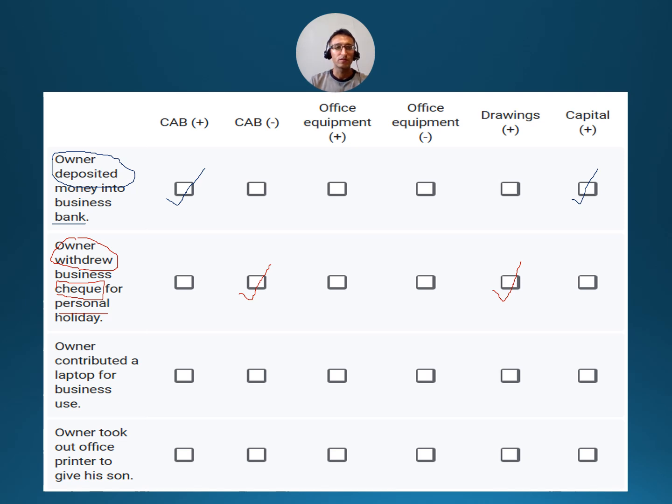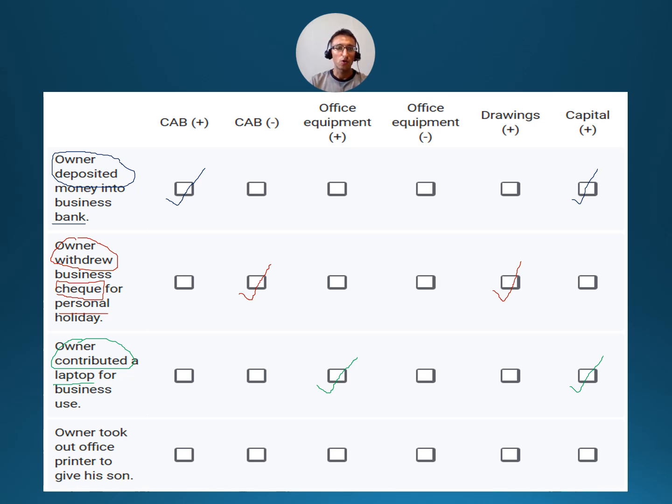Alright, moving on. Third transaction, owner contributed. By now you would know that when there is a contribution, the capital account will be affected. That's one. Second, laptop. A laptop is office equipment, and when this transaction happens, the business will have more office equipment. Therefore, office equipment will increase. So we have two accounts affected. We can move on to the final transaction on this page.